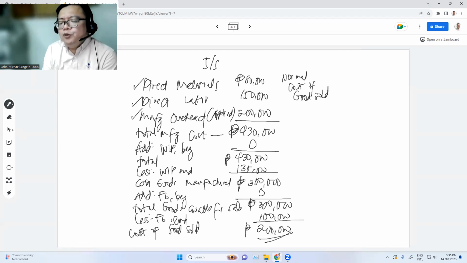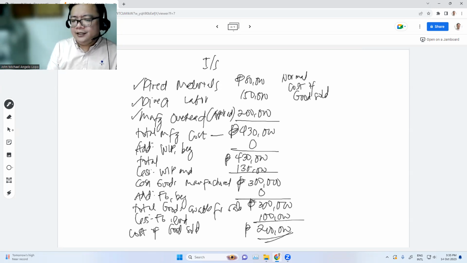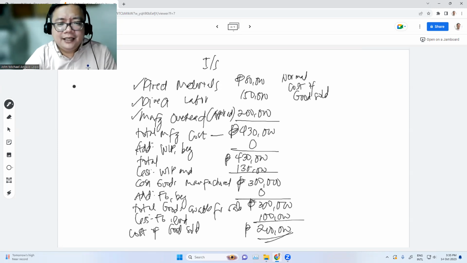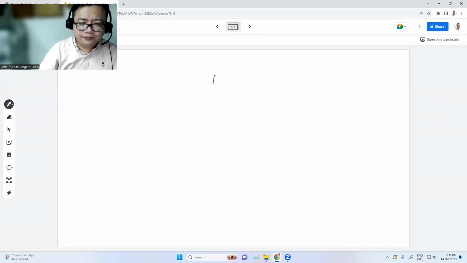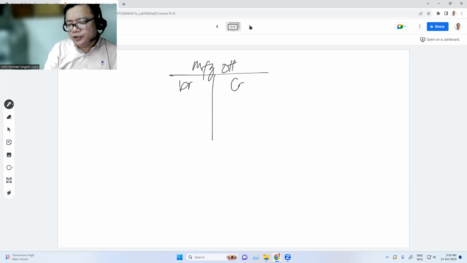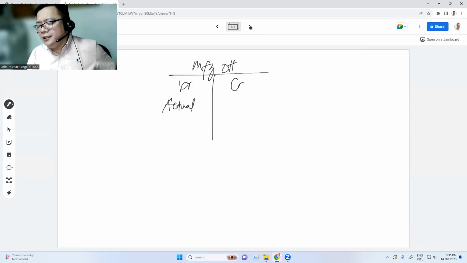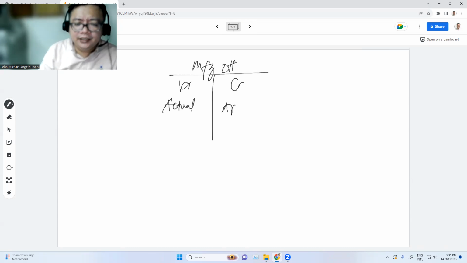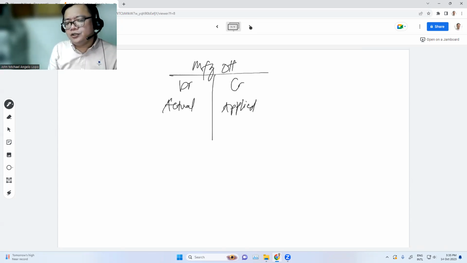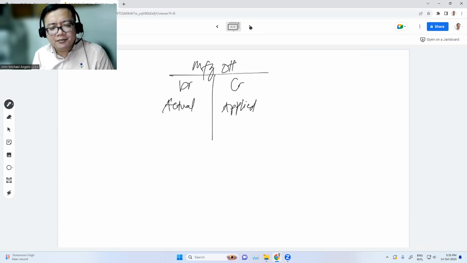Okay? So how do we compute for the actual cost of goods sold? Yung tinatawag nating applied over and underapplied manufacturing overhead. Class, as you notice kanina, sabi ko nga, in your manufacturing overhead, what we debit here is only your actual. But in terms of applied overhead, we will credit it to our manufacturing overhead. Yan class ang ibig sabihin niya, no?